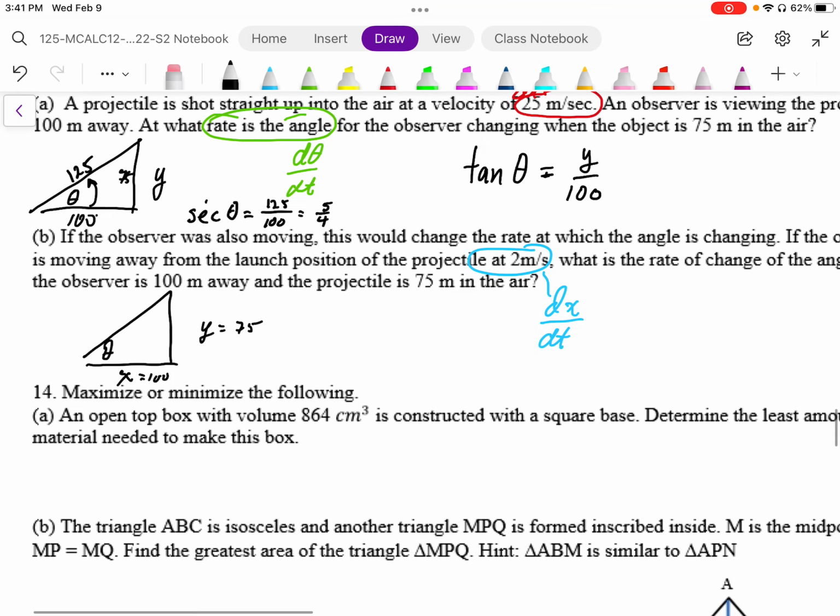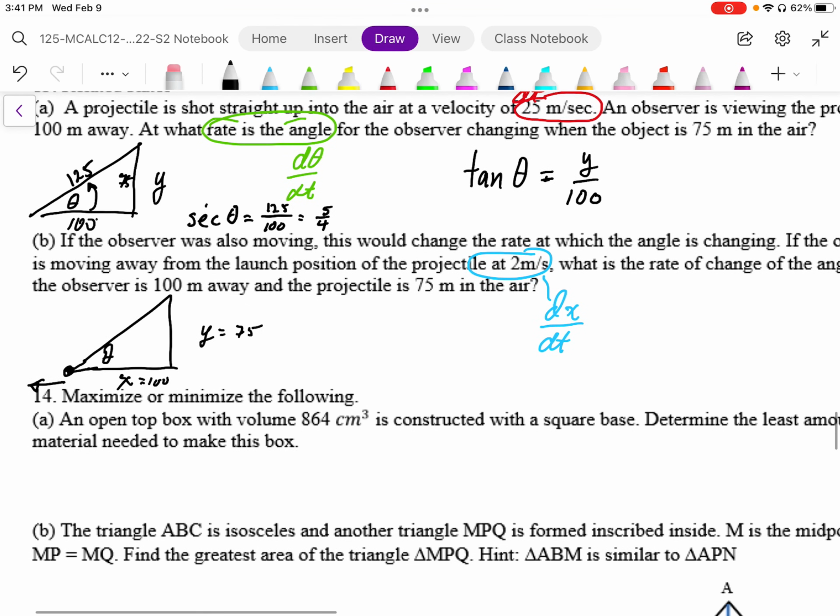Okay, so this is essentially the same scenario, but now this person here is moving away at the same time as the rocket, or whatever this projectile is, is moving up. So it's going to further change the angle at which the person is observing that projectile going up. It tells us that it's moving away from the projectile at 2 meters per second. So that's my dx by dt, and that's going to be how this person is moving along the x-axis.